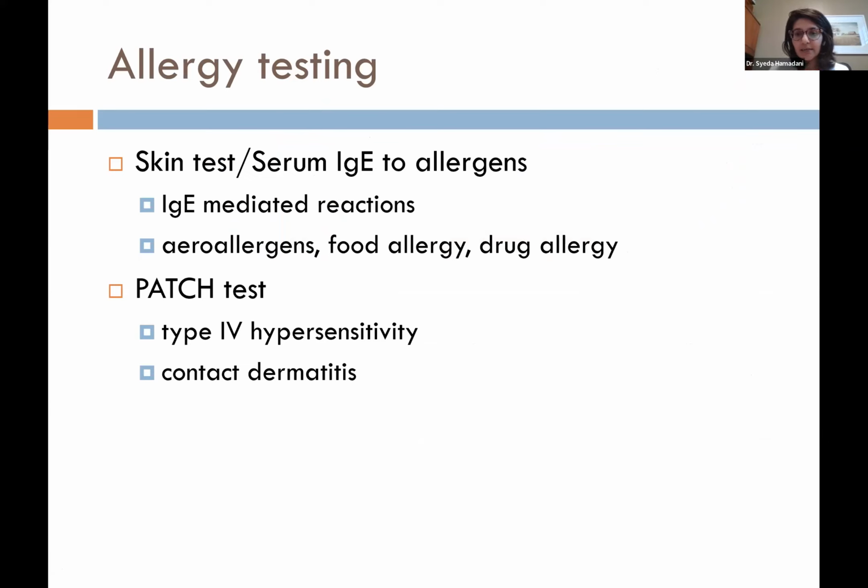include skin testing and blood testing for serum IgE to aeroallergens. That's probably the most common, but we certainly do it for not only environmental allergies, but food allergy and drug allergy as well. And these are the type 1 type of reaction, like we were talking about, they're IgE mediated reactions. The other type of testing that's more common in our practice is patch test. And what that looks for is the type 4 hypersensitivity reactions, looking for allergic contact dermatitis.